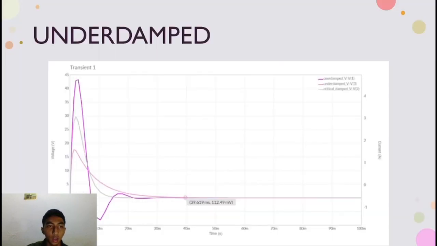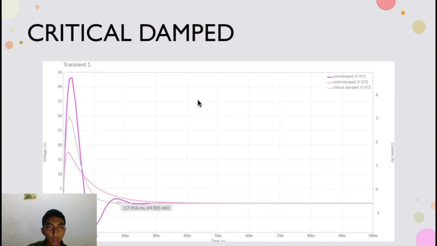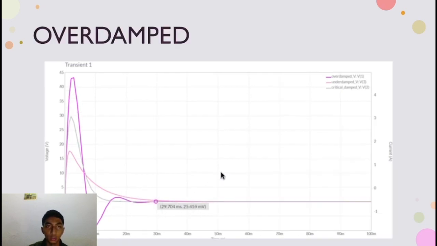Next, this is the graph for the underdamped. This is the point. Next is the graph for critically damped. Then we take this point. Next is the overdamped graph, and then we take this point. Okay, that's all for me.